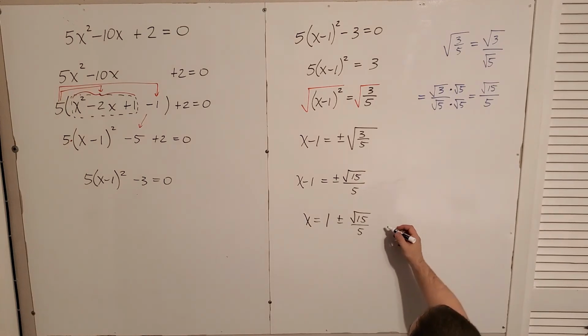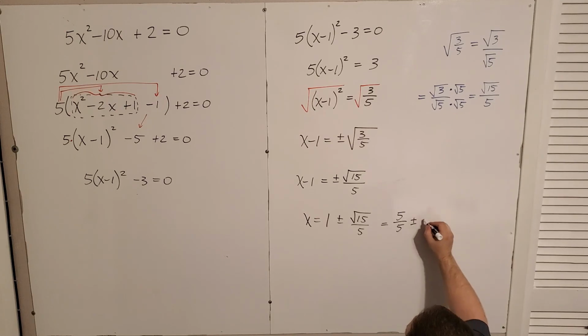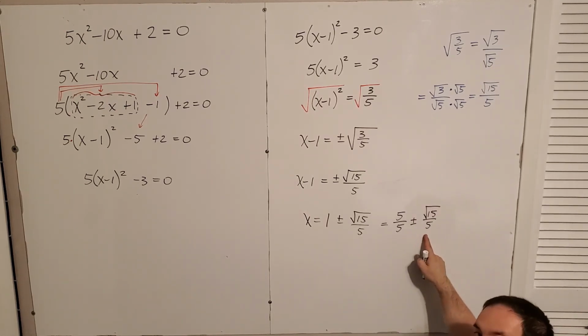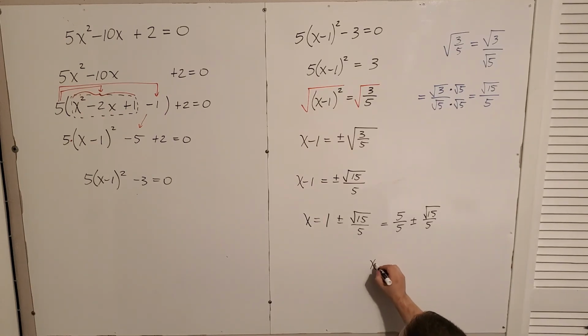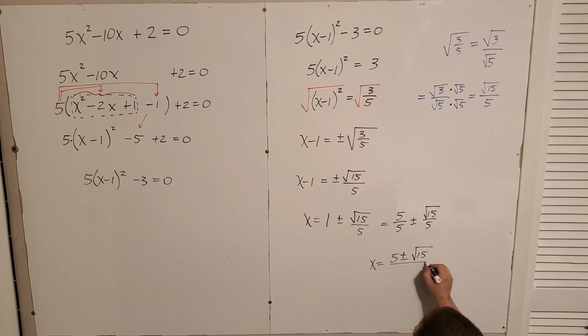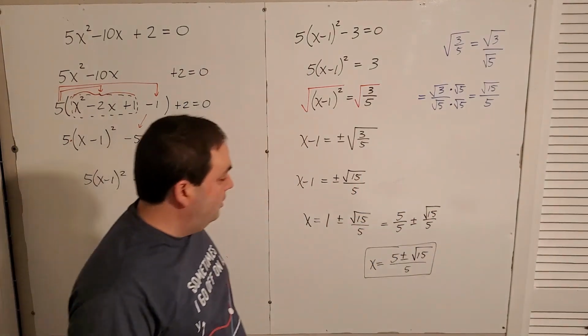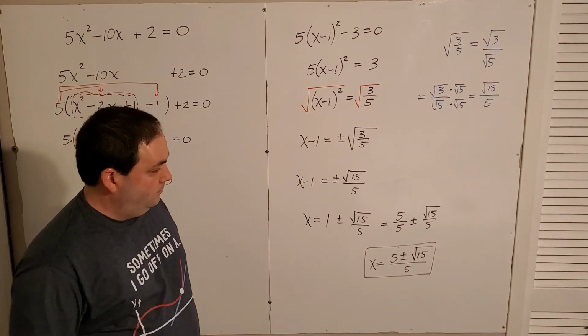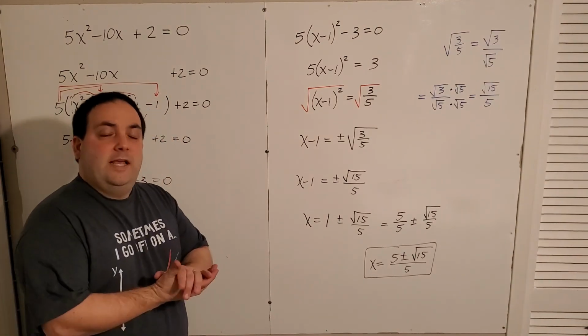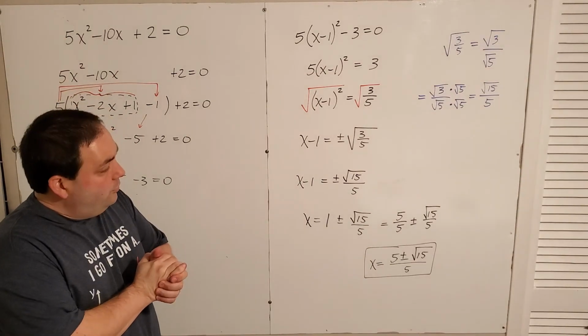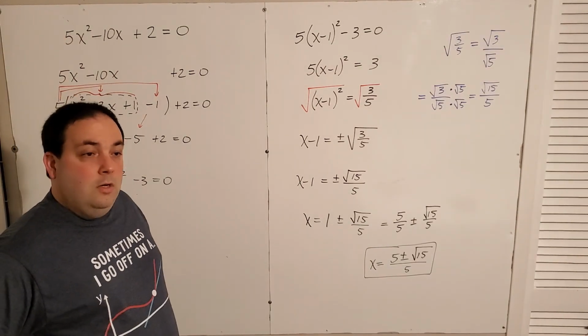One other thing that I could do here is write 1 as 5 over 5. And then now that they have a common denominator, I can say that x is equal to 5 plus or minus the square root of 15 over 5. Okay? And don't forget, that's still 2 answers, right? 2 solutions. Okay? I hope this helps you in your endeavor to learn the skill of completing the square solving quadratics.